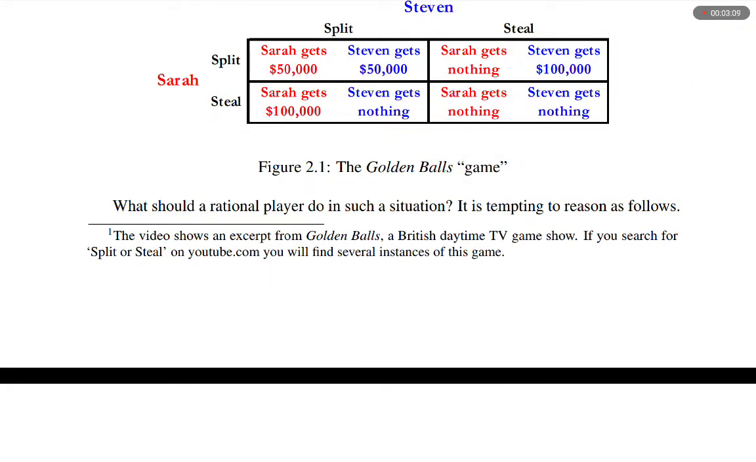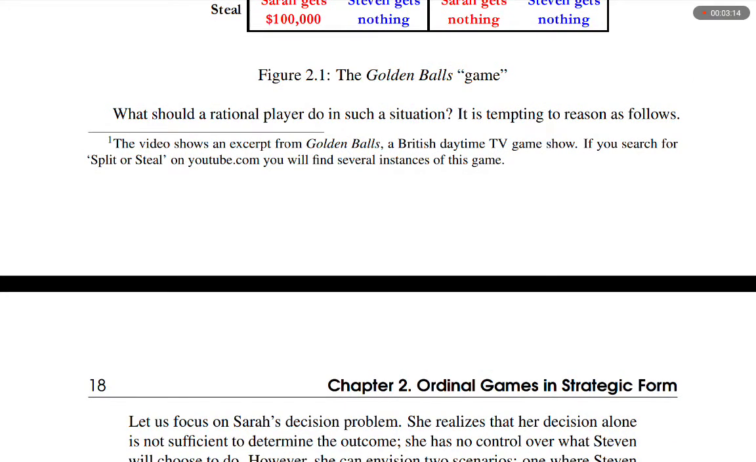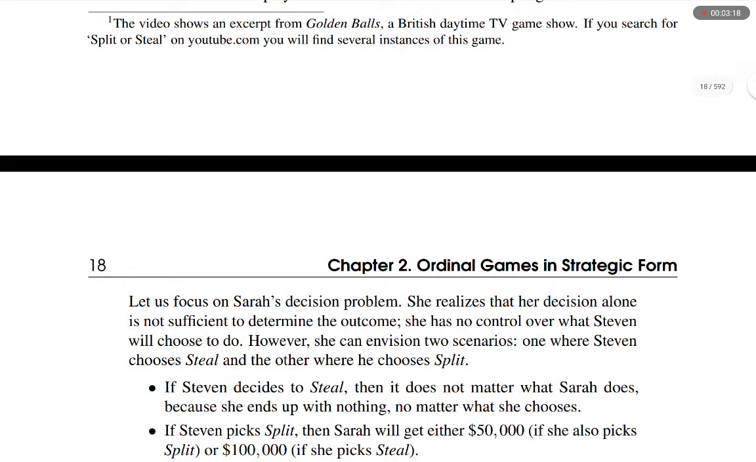What should a rational player do in such a situation? It is tempting to reason as follows. Let us focus on Sarah's decision problem. She realizes that her decision alone is not sufficient to determine the outcome. She has no control over what Stephen will choose to do. However, she can envision two scenarios: one where Stephen chooses steal and the other where he chooses split.